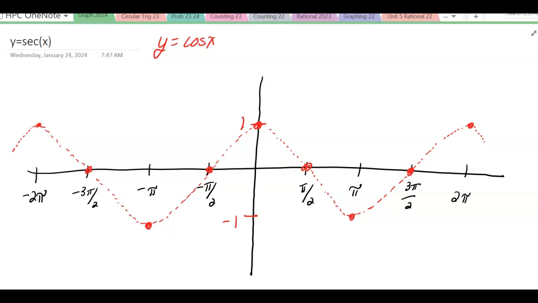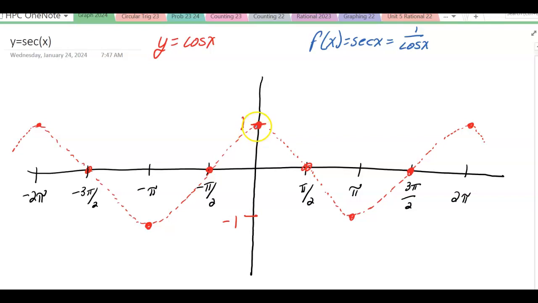Hello, Honors Pre-Calculus. Today's learning target is to graph the secant function, which I'm going to write here in blue. We know that the secant function is 1 over cosine of x. And on the paper here, you can see the cosine graph drawn in red.